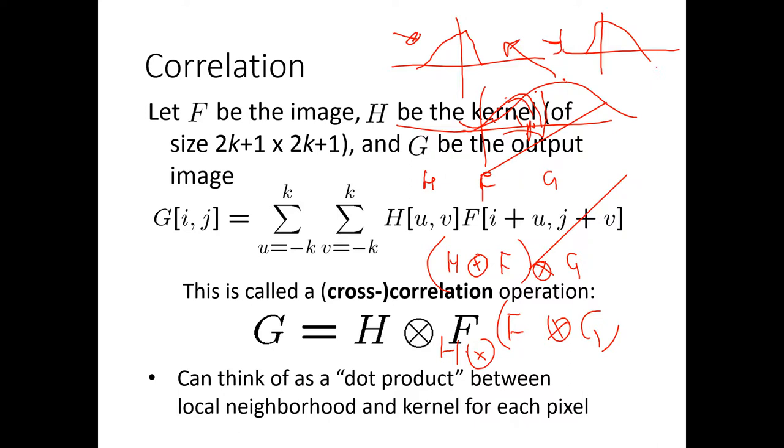But convolution, on the other hand, is associative. So I don't need to care about the bracket. The star is the convolution. I have h star f star g. I either do this first or do the other one first. It's still the same.